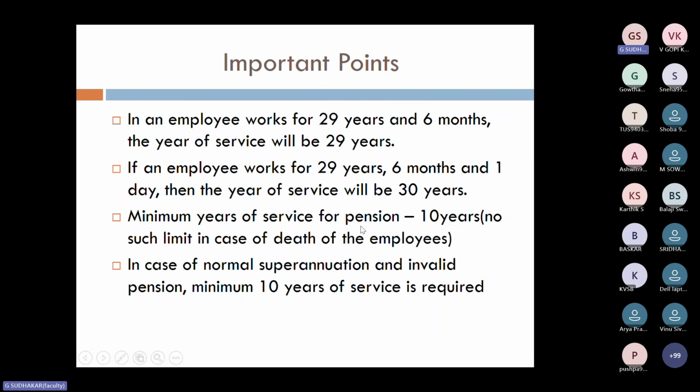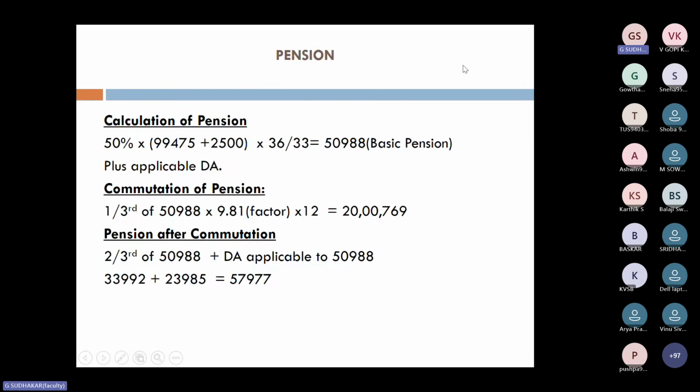Minimum years of service for pension is 10 years. There is no such limit in case of death of the employee. In case of normal superannuation and invalid pension, a minimum of 10 years of service is required. So 6 months plus 1 day will be rounded up to the next number, and 6 months or less will be counted as the lesser year of service. This is an important point while calculating the pension.